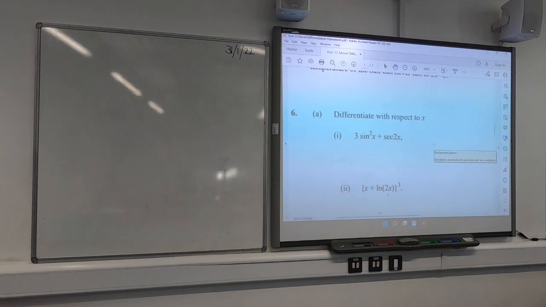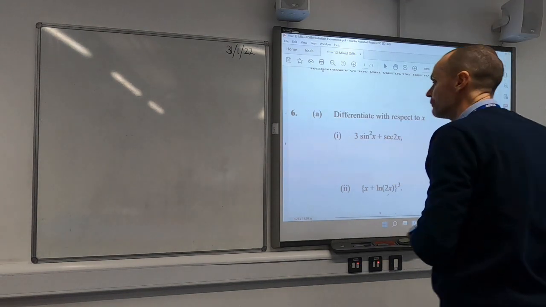So just a reminder that you have things you can differentiate on your formula sheet, okay? And I'm going to get you to do a couple of different ones for me. So if you haven't got your formula sheet, I've got the page here for you. Page 6 in the formula sheet, just to save people digging around.